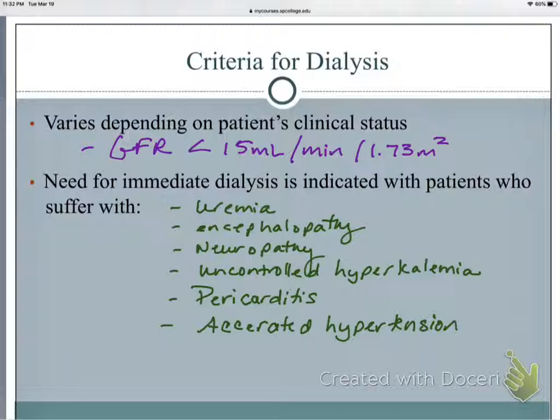So other conditions: uremia, encephalopathy, neuropathy, like I said, uncontrolled hyperkalemia. Pericarditis is one also. So just focus on these reasons, okay? And again, hypertension we talked about. And the longer these people go without dialysis, the worse they're going to get, and eventually they're going to wind up crashing on you if they don't get treated.